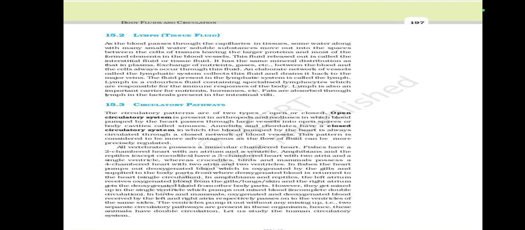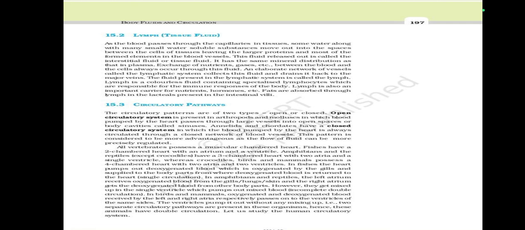Lymph is a colorless fluid containing specialized lymphocytes which are responsible for the immune responses of the body. Lymph is also an important carrier for nutrients, hormones, etc. Fats are absorbed through lymph in the lacteals present in the intestinal villi.